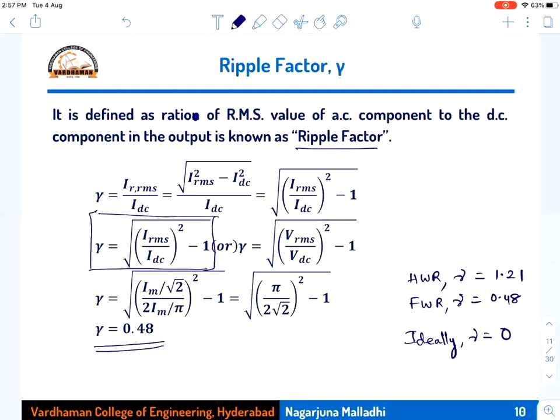So, which circuit has more AC at the output is disadvantageous, because we are trying to get DC at the output. The full wave rectifier has less AC at the output compared with the half wave rectifier. Therefore, the full wave rectifier is the best one compared with the half wave rectifier in terms of ripple factor.